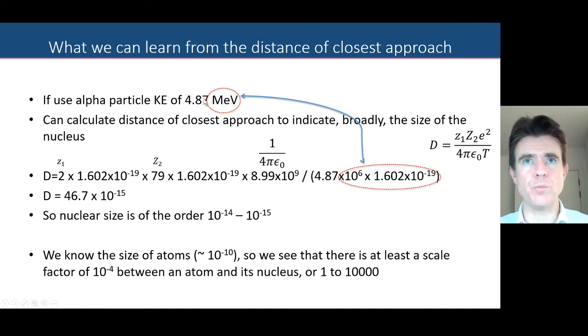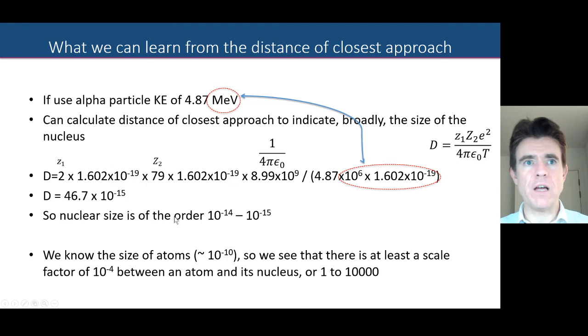So we've got to convert the 4.87 MeV into joules for this expression to hold, and that's why we're doing it: the capital M is a million, so that's 10 to the 6 times an electron volt, which is 1.602 times 10 to the minus 19 joules. So this expression here is in joules.